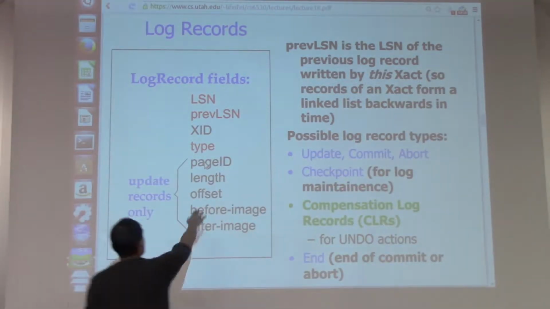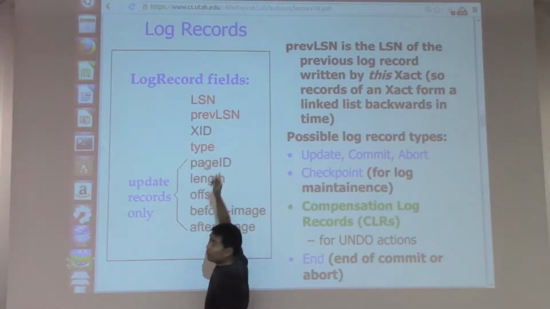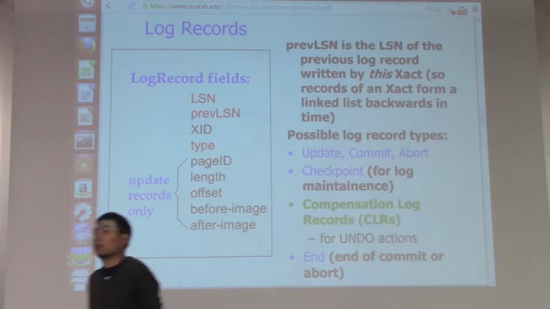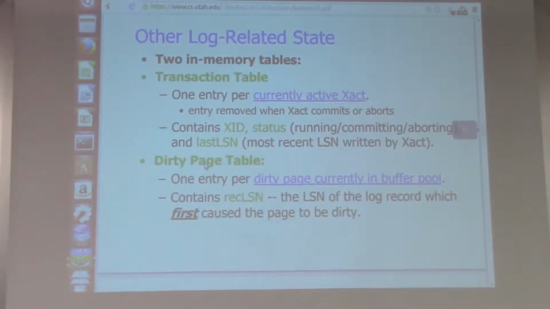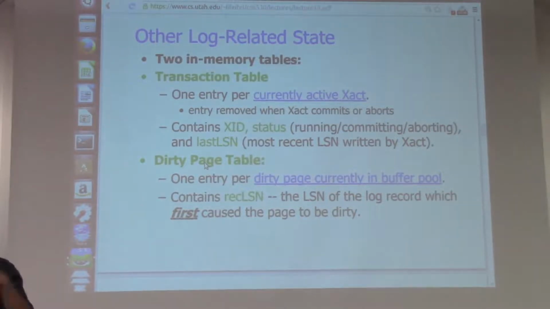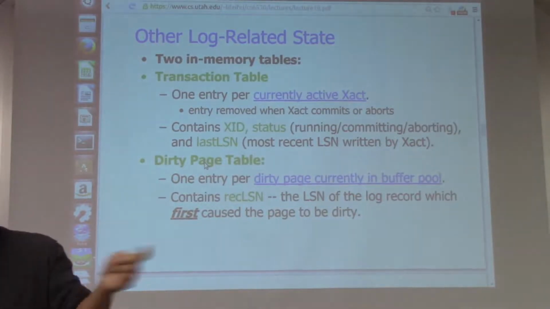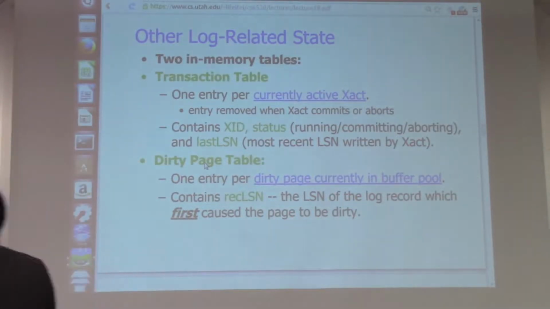And these fields are for update type records only. Otherwise, you only have those 4 fields. Okay? So that's your log record. And there are 2 more. This is just a complicated subject, so you have to remember all these players. There are 2 more we need to keep track of, which are TT and DPT.